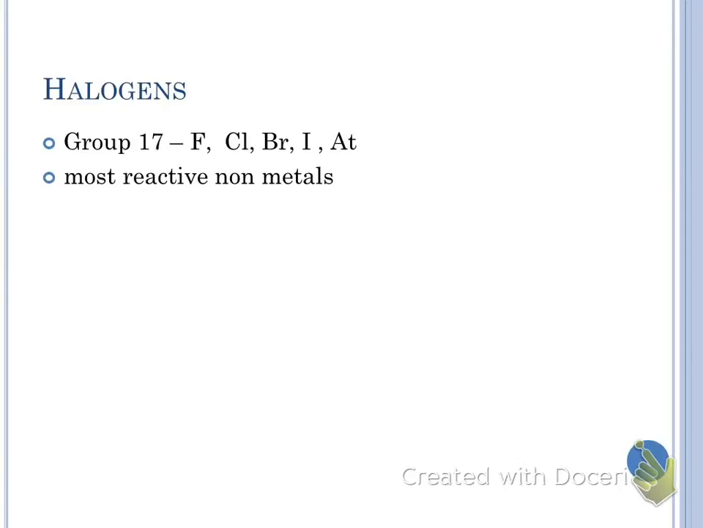Next is the halogens, my favorite group. I don't know why. But these are group 17: fluorine, chlorine, bromine, iodine, astatine. These are the most reactive non-metals. So we don't know if we really have a verdict between which is more reactive, the group 1s or the group 17s, but these are the most reactive non-metals that we'll look at.